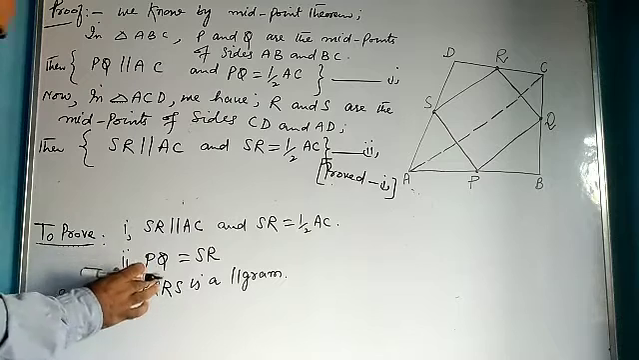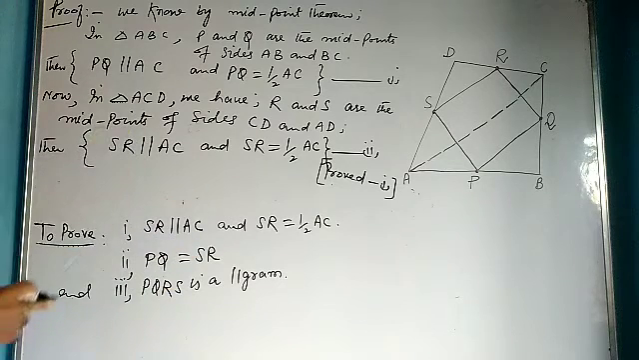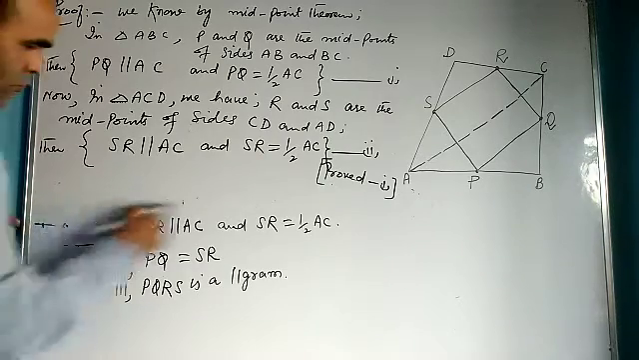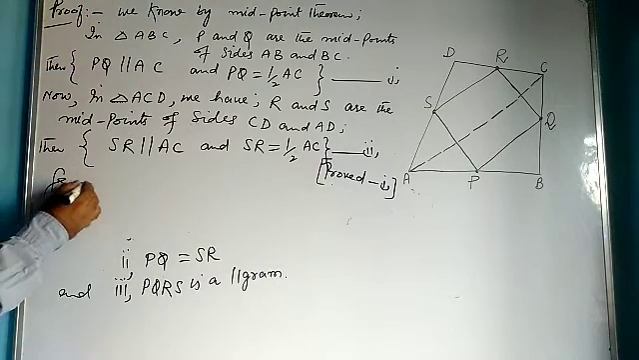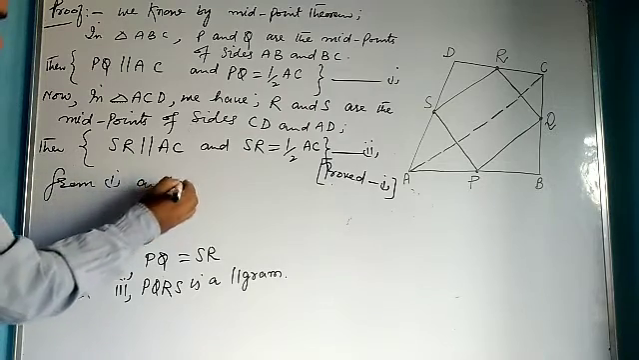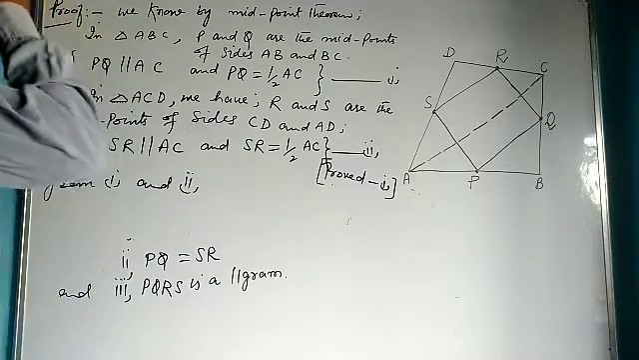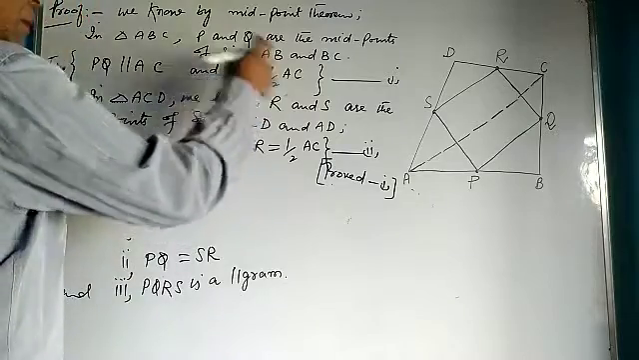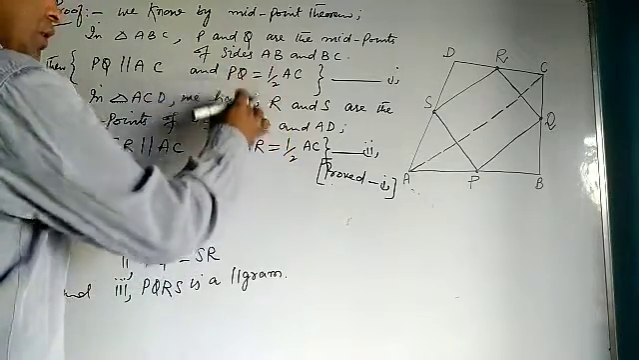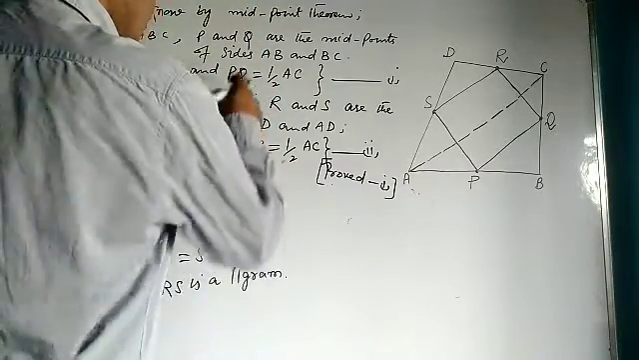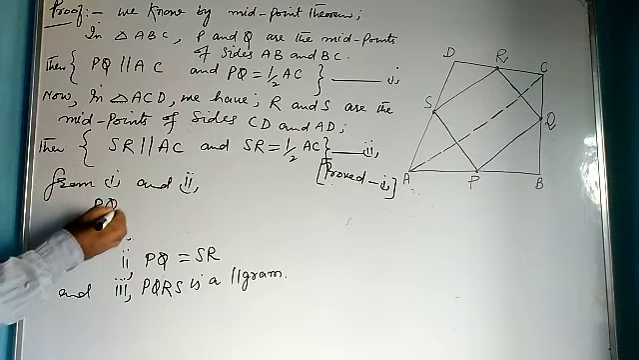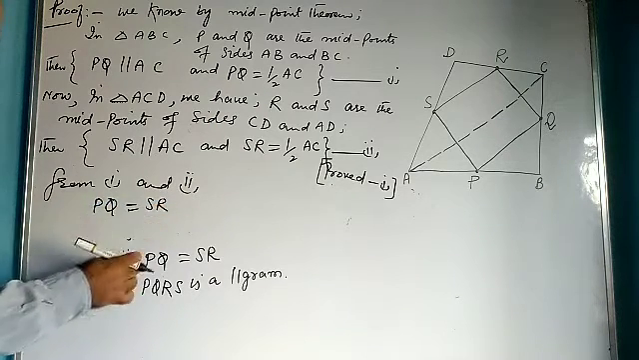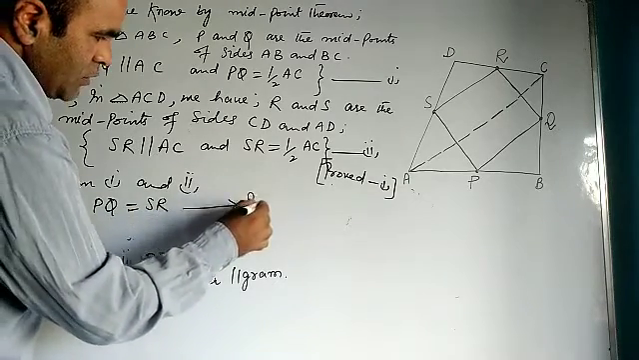Now the second, which we have to prove, is PQ equals SR. So from first and second, we get here PQ is half of AC, and here SR is half of AC. So right hand sides are equal, then left hand sides are also equal. So from first and second, PQ is equal to SR. So this was the second, and we proved the second.